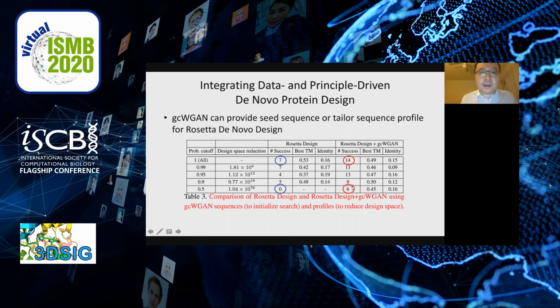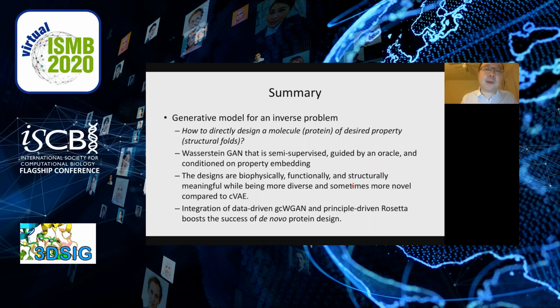In summary, we have described a generative model for an inverse problem. The question is, how do we directly design a molecule of a desired property, in this case, a structural fold? We have designed a Wasserstein GAN that is semi-supervised, guided by an oracle, and conditioned on the property embedding. The designs are biophysically, functionally, and structurally meaningful based on our predictions. At the same time, they are more diverse and sometimes more novel compared to a competing method. And more importantly, at the end, we show that the integration of data-driven and principle-driven methods will boost the success of de novo protein design.